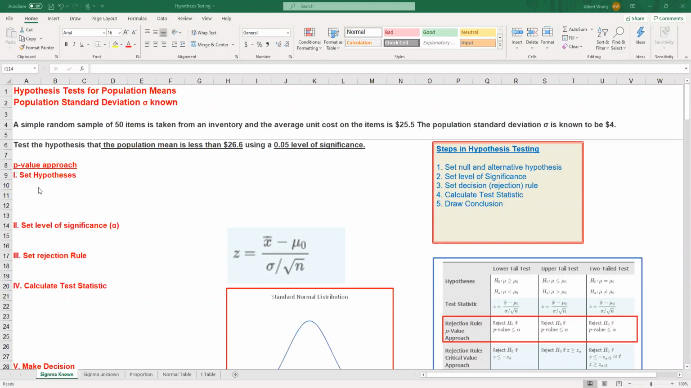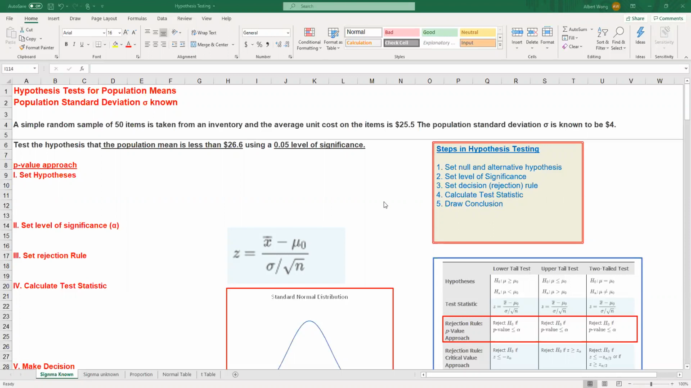Well, we're going to follow the standard steps in hypothesis testing. Typically in hypothesis testing, we have the 5 steps as follows. The first step is to set the null and alternative hypothesis. The second step is to set the level of significance. The third and the fourth step is to set the decision rule as well as the summary of the data that we can calculate. We call it test statistics. And based on step number 3 and 4, we can then draw a conclusion.